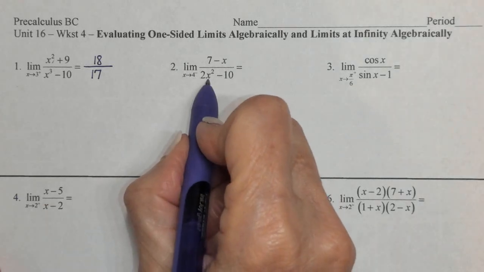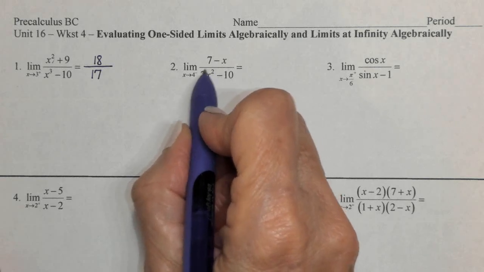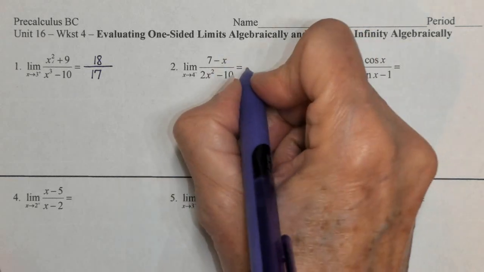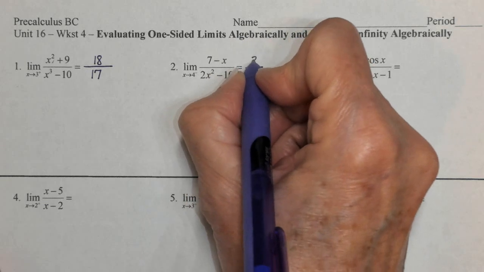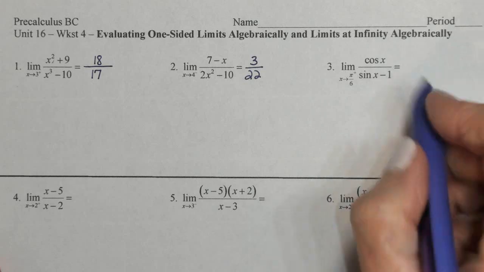If I put 4 in for this x, also nothing funny going on this time. 2 times 16 is 32. 32 minus 10 is 22. 4 in for x, I get a 3. 3 over 22, that's just it. Nothing funny, just plug in.